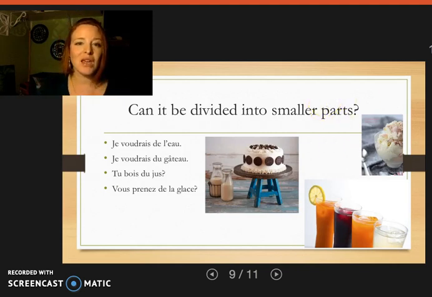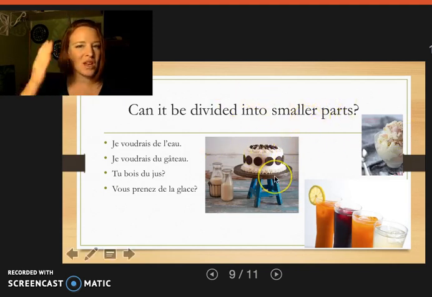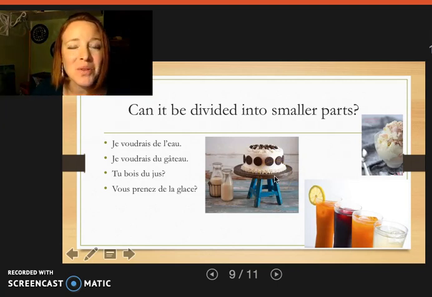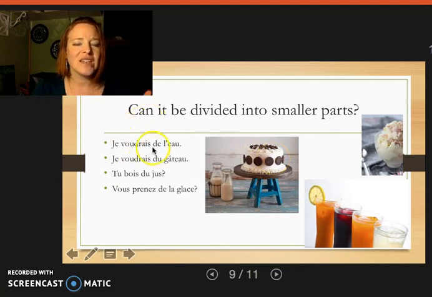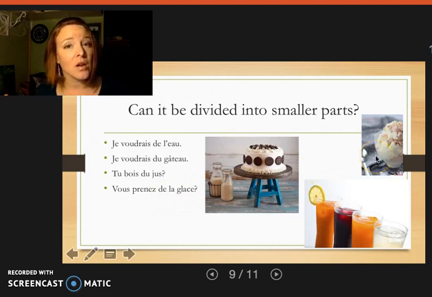Okay, similarly with cake, normally people cut up a cake and serve it among many people. Granted, this cake looks really small. I bet I could eat the whole thing. So again, you're going to say, I would like some water. Not all of the water, just some water. I would like some cake. Du gâteau. I would drink some juice. And I would take some of the ice cream, because ice cream can come in some big buckets at Aldi's, and it probably wouldn't be safe to eat all that.